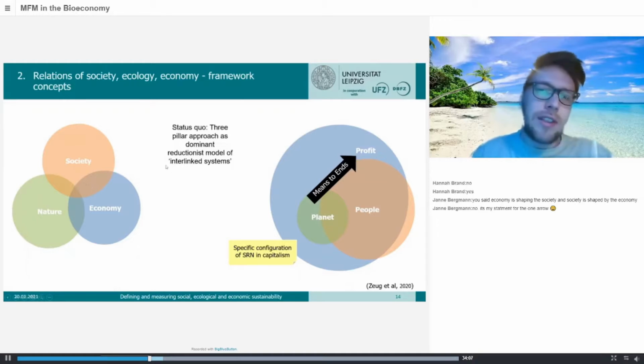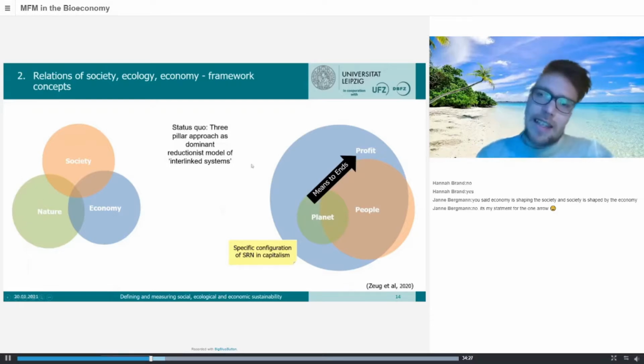The three-pillar approach is also often called a reductionist model of interlinked systems, because what you don't see here is really thinking about relations. You just see some kind of intersection.